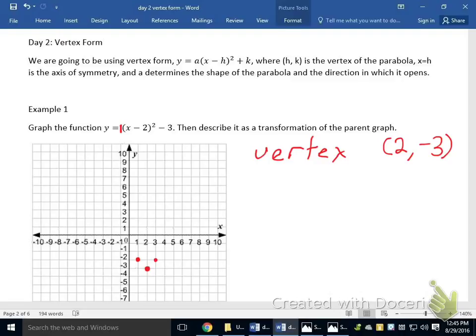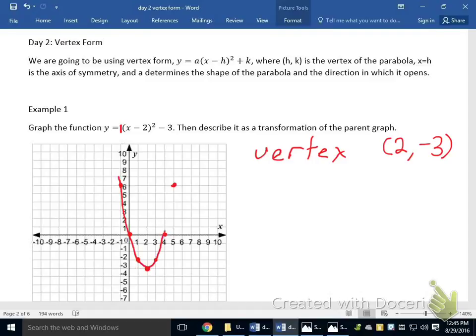Now, let's go back to my vertex and let's go out 2 units. And 2 squared is 4, so I'm going to go up 4. 1, 2. And there we are at (4, 0). And when I go to the left 2 units of the vertex, negative 2 squared is also positive 4. So there it is. And then if I go to the left or right 3 units, I'll be going up 9, which would put me at (5, 6) and (-1, 6). And here's my graph.